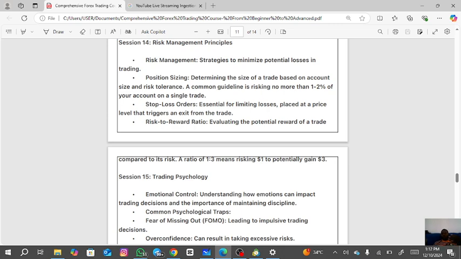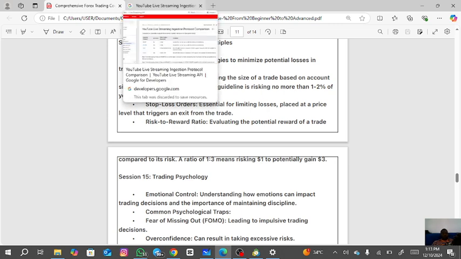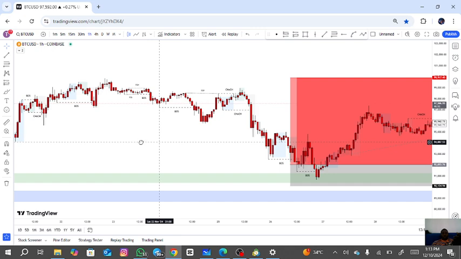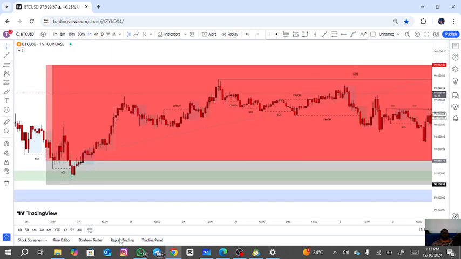So we have ways of calculating or knowing the kind of lot size to use when trading. For instance, you want to place a trade now. You have to know your stop loss. Once you know your stop loss, but you don't know the lot size you're going to be using, I'm going to show you how to calculate that right now.